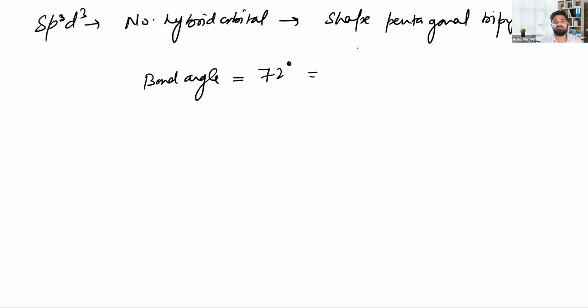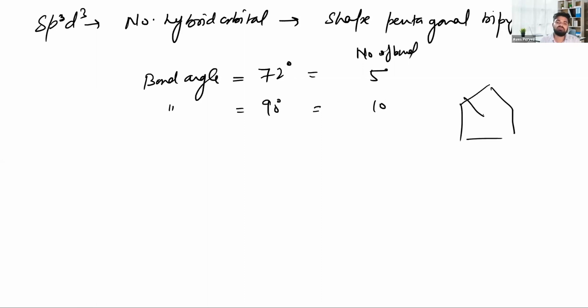Number of bonds will be 5. And the bond angle with 90 degrees will be 5 above and 5 below, so 10, because each of these bonds will be making a 90 degree angle with this one. And 5 below, so there will be 10 total. And 180 degree will be 1 only, that is above and below, 1. Okay. Understood?